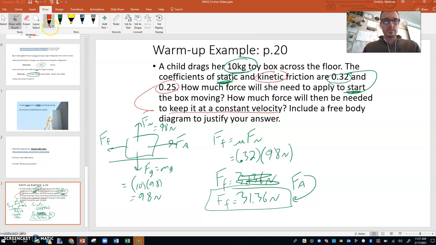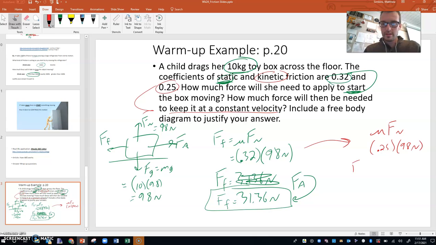To keep it moving, you guys see the math is going to be the same. It's still going to be mu Fn. The only thing that changes is the mu is now smaller, right? So you multiply those together like that, and the force of kinetic friction is going to be a smaller number. It's going to be 24.5. So in this case, let's summarize it. You have to push this hard to get it moving, but then you can let up a little bit, and you only need 24.5 newtons to keep it moving.